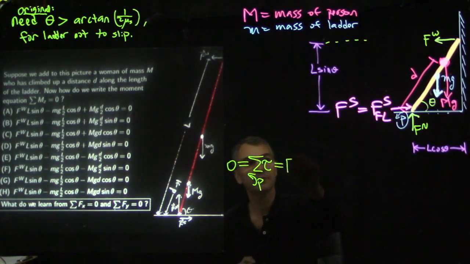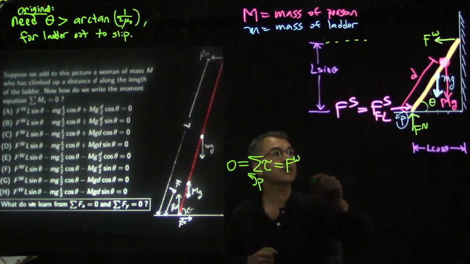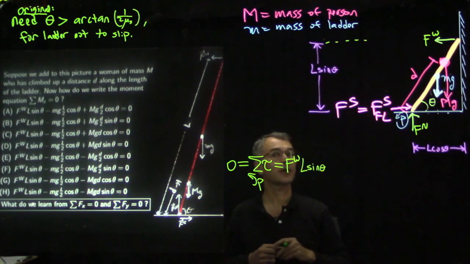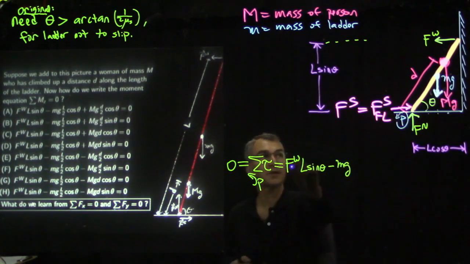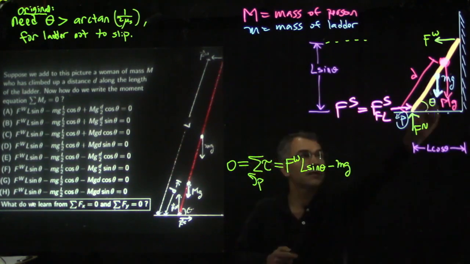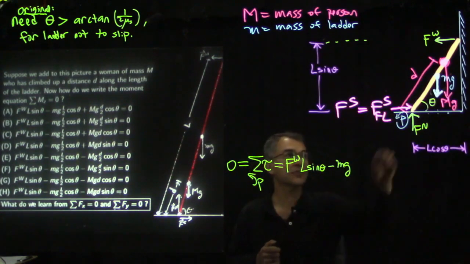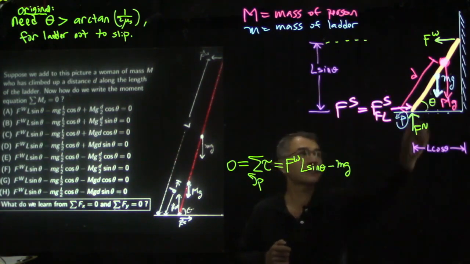Counterclockwise we have F wall times the length of the ladder times sine theta. That's the only counterclockwise torque. Then clockwise, we have the weight of the ladder. The force exerted by the wall on the ladder was horizontal, so we wanted the vertical distance from the pivot. The weight of the ladder is a vertical force.